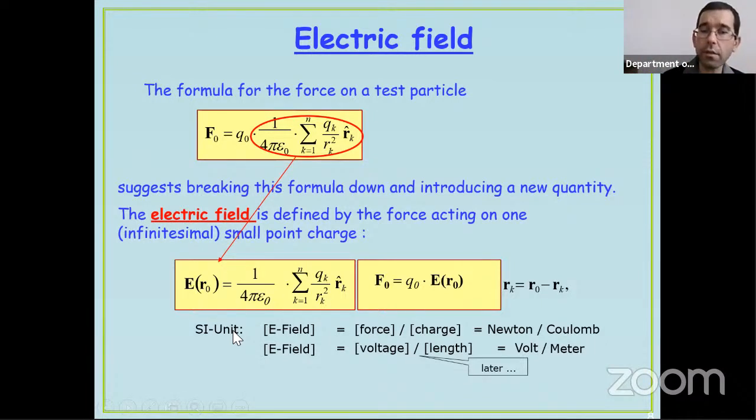The SI unit of the electric field comes from this formula. It's the unit of force divided by the unit of charge. So that's why we use the unit of Newton over Coulomb. And there is an alternative unit. Later you will see what voltage means, but the electric field can also be introduced as voltage over unit length. So that's the reason why we can measure the electric field also in units of volt over meter.